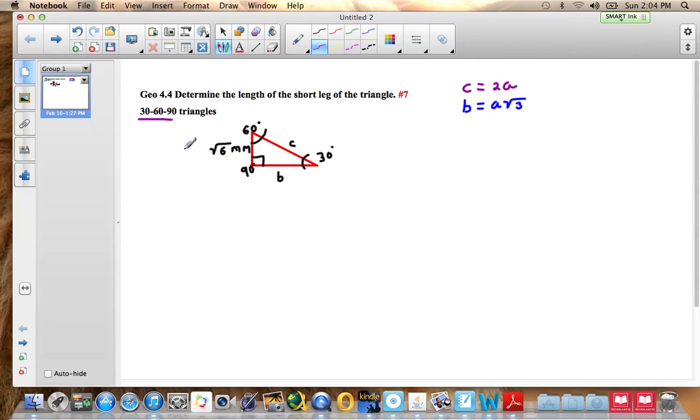So again, my given is A, so first I'm going to solve for my hypotenuse, the long side, which is C, and I'm going to say that C is equal to 2, and since my formula initially was C equals 2A, I'm just going to plug this in for A, which goes right here, so it's 2 times the square root of 6.